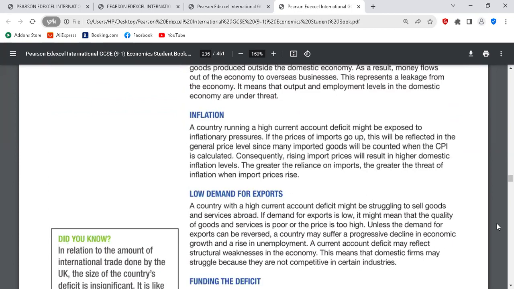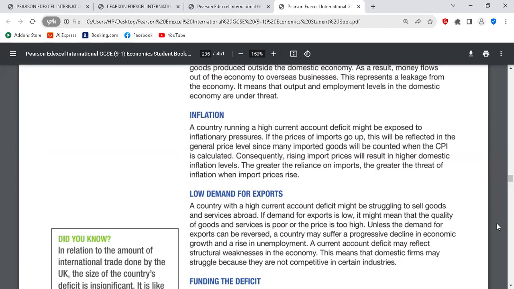Two, inflation. A country running a high current account deficit might be exposed to inflationary pressures. If the price of imports goes up, this will be reflected in the general price level since many imported goods will be counted when the CPI is calculated. Consequently, rising import prices will result in higher domestic inflation levels. The greater the reliance on imports, the greater the threat of inflation when import prices rise.